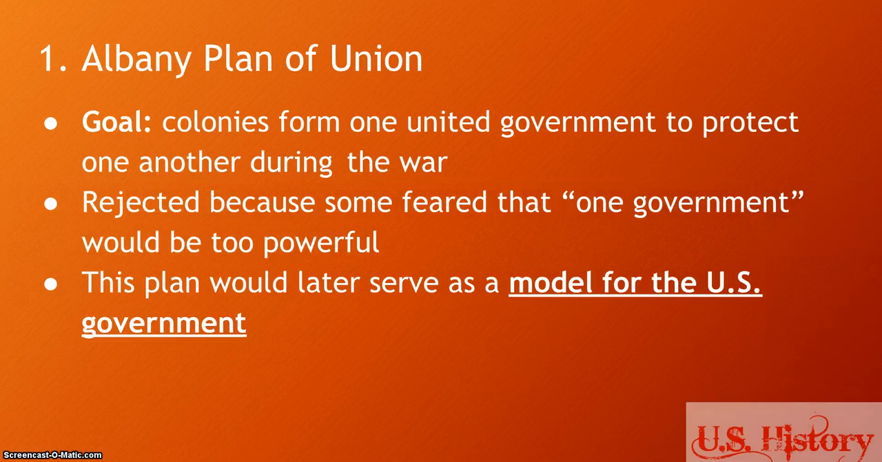First, the Albany Plan of Union. Now, this technically has nothing to do with the American Revolution. This actually is connected to the French and Indian War. The colonies had to do something while Britain was fighting the French in North America. So their goal was, let's form one united government so that we can protect each other during the French and Indian War. A lot of the other colonies were essentially like, nah, we don't really want to do that, because the last thing we want is one government becoming too powerful.